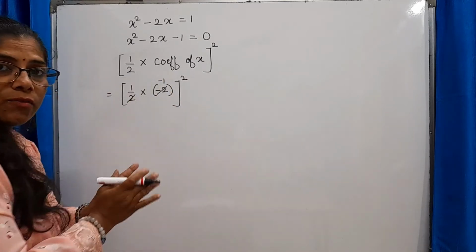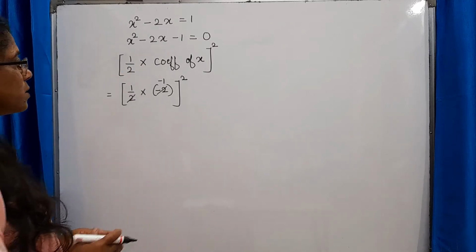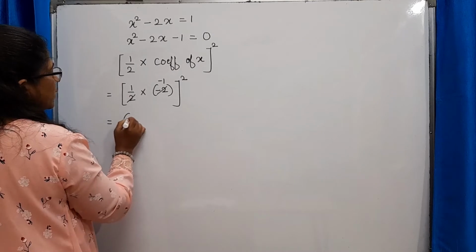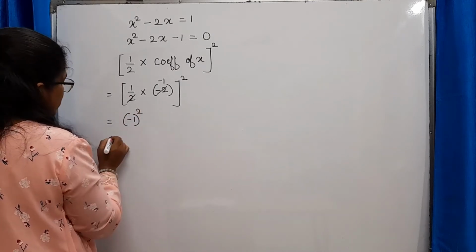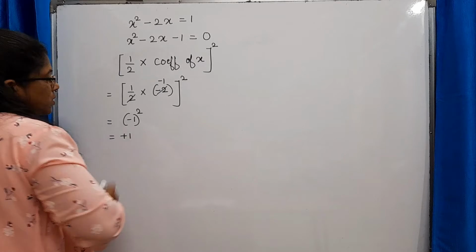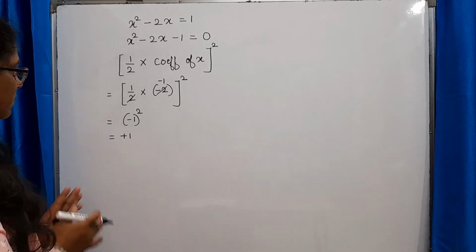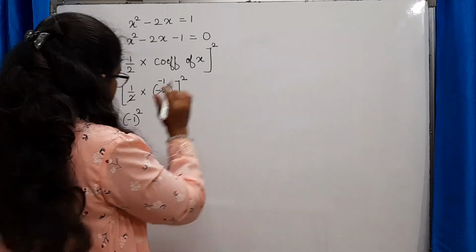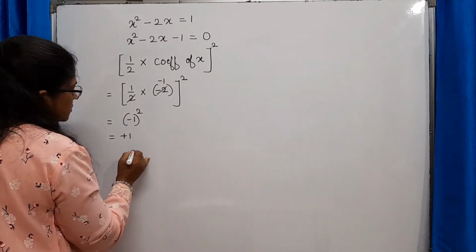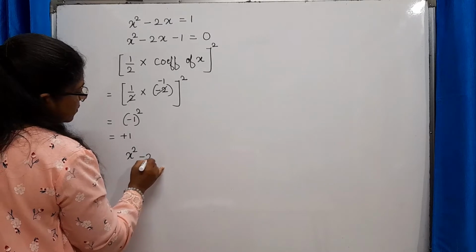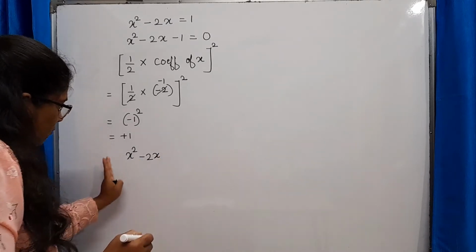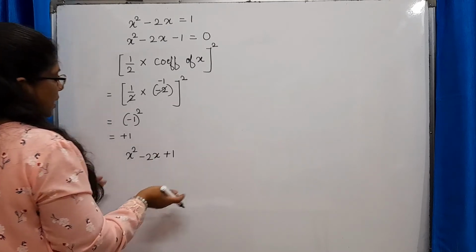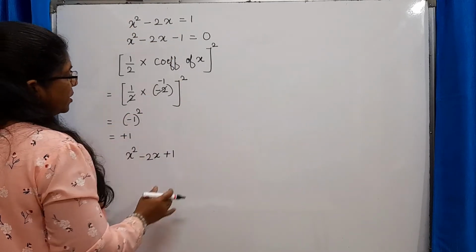So now what we have in the bracket? 1 into minus 1, we get minus 1. Minus 1 square, which is plus 1. Now once we get this value, where to place this value? Here, x square minus 2x. After this, we have to place this value. Plus 1 and then write the remaining part.